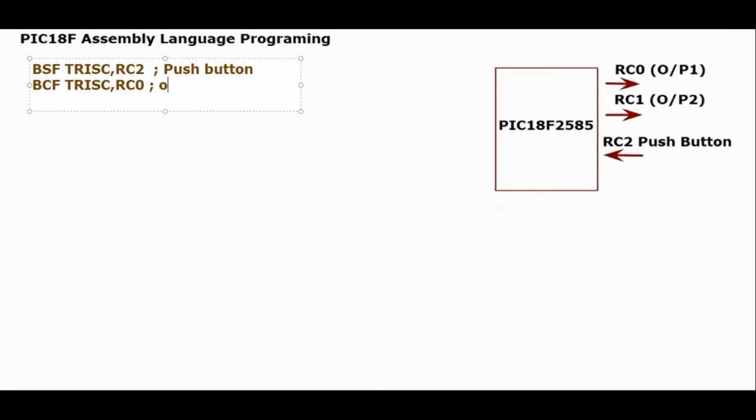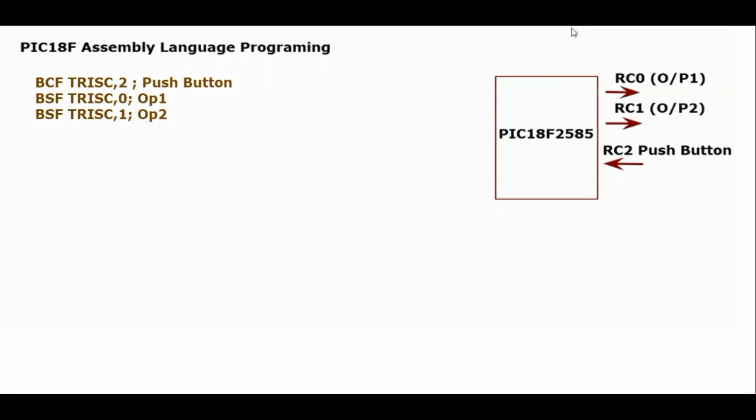So I'm going to mention it as output 1, and then BCF PORTC, comma RC1, which is my second output. That's it. These are the lines that I have to write down for making any pin an output or input. So I hope you understand it here.